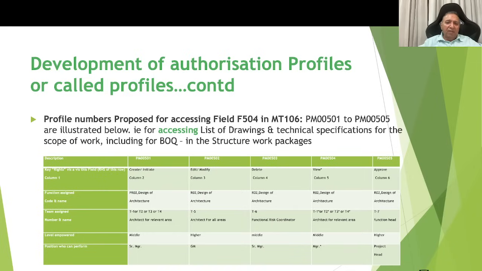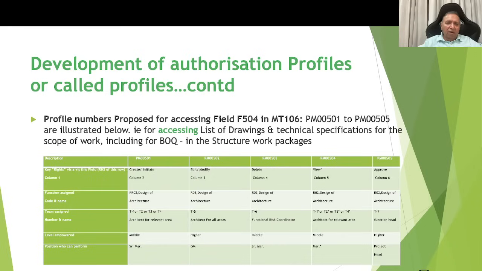And these five columns, starting from column 2, 3, 4, 5, 6, are for creating, for editing, for deleting, for viewing, and for approving. For each of these columns, there are different functions suggested, team suggested, level suggested, and position suggested.